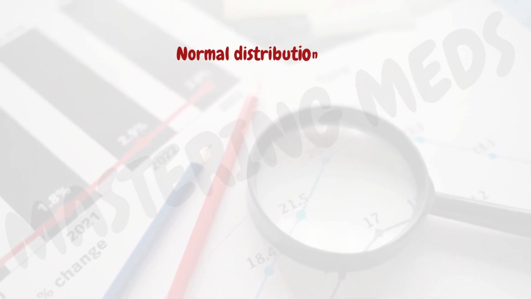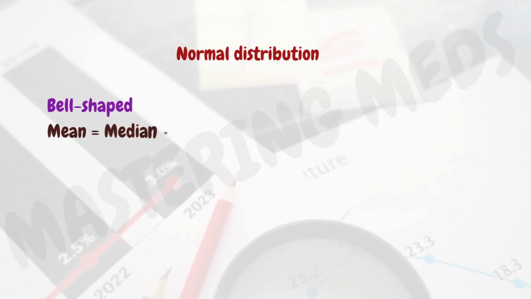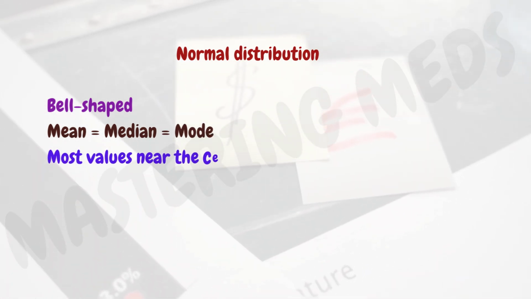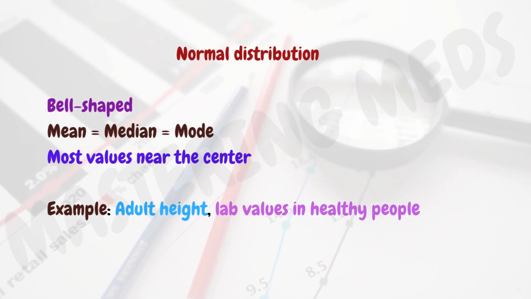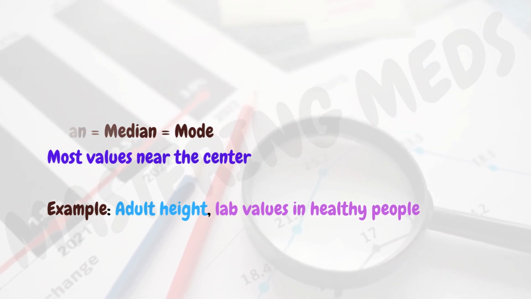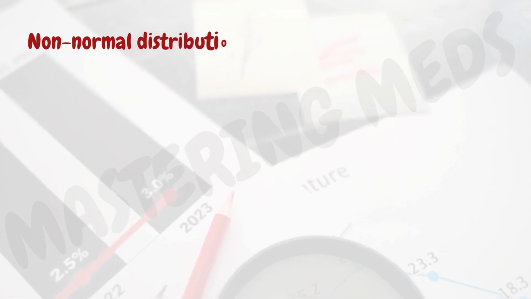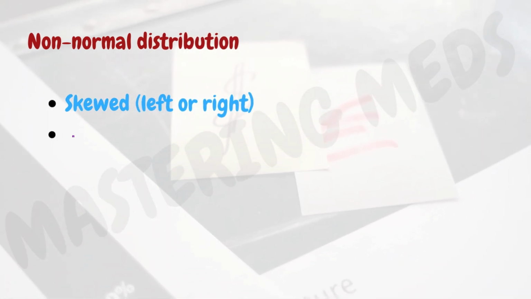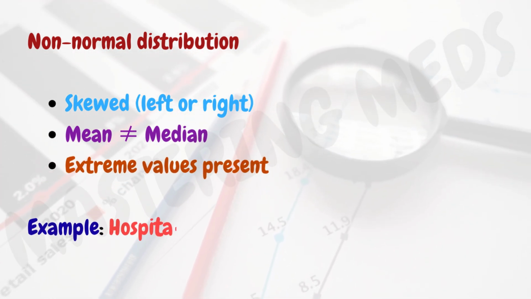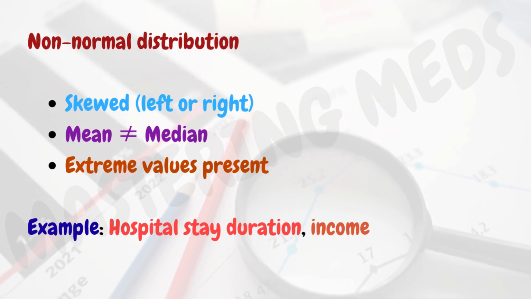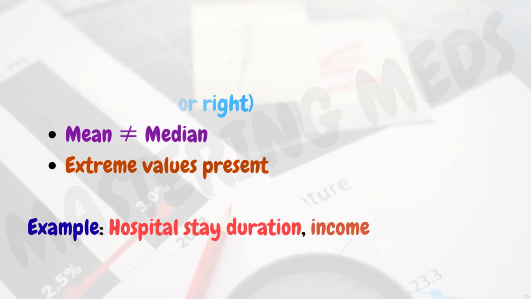Normal distribution is bell-shaped, where mean equals median equals mode, and most values are near the center. Example: adult height, lab values in healthy people. In non-normal distribution, the data is skewed left or right. Mean does not equal median, and extreme values present. Example: hospital stay duration, income.